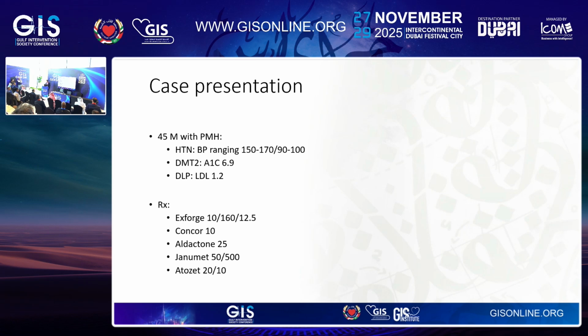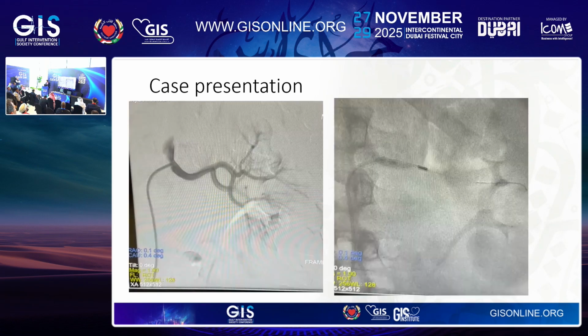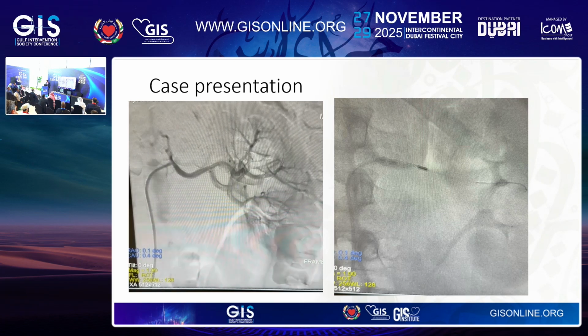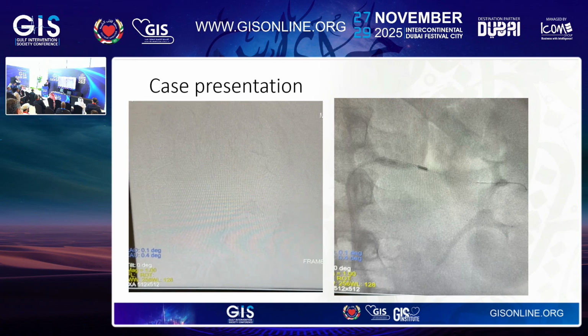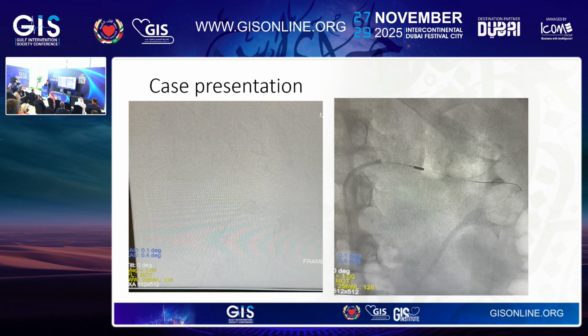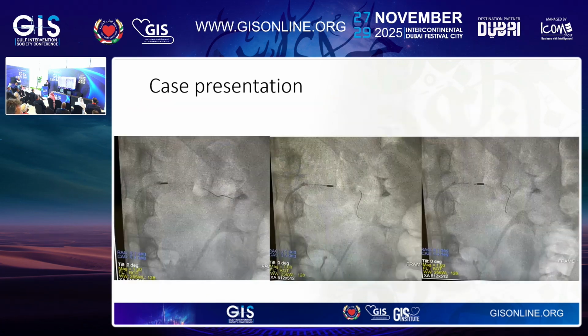A 45-year-old gentleman with hypertension, blood pressure ranging from 150 to 170 over 90-100. He is diabetic with dyslipidemia. He is on Exforge, Concor, and Aldactone. That's 5 medications for hypertension. And of course, we know that the most common cause of resistant secondary hypertension is renal artery stenosis or renal disease. So every other cause was excluded, but for the renal artery stenosis, we do a renal angiogram to see if there is any stenosis, and in this case, we did not find any stenosis.